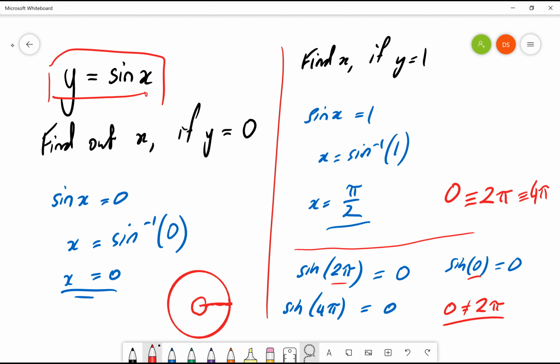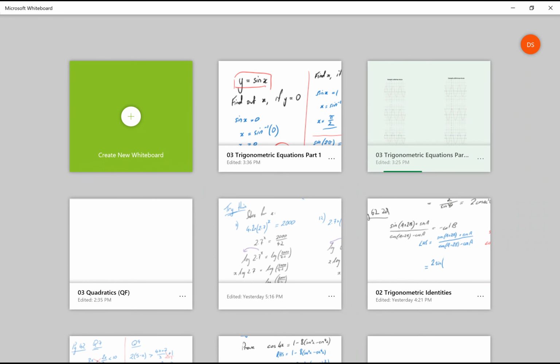So what I want to do is jump to a picture. I would jump to Desmos, but just in case it doesn't stream well, I've taken a screenshot of it. Okay, here we go.